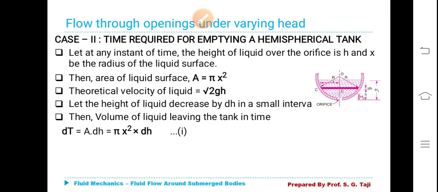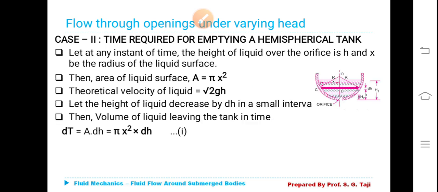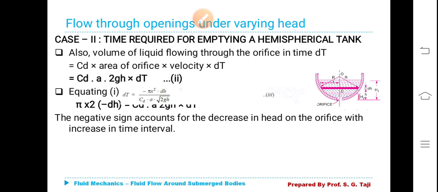Root 2gh. Let the height of the liquid be h, therefore dt is equal to A dH, that is equal to pi x squared into dH. Pi x squared into dH, that is equation number 1. Now we will go to the next.